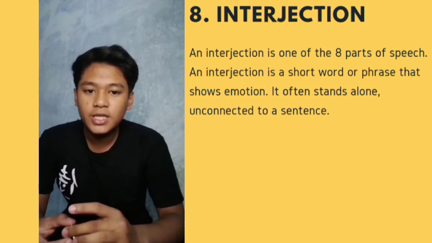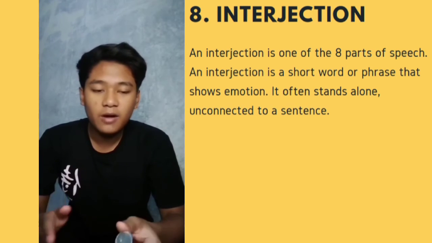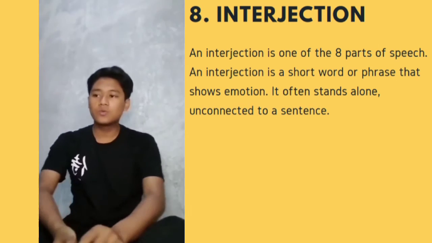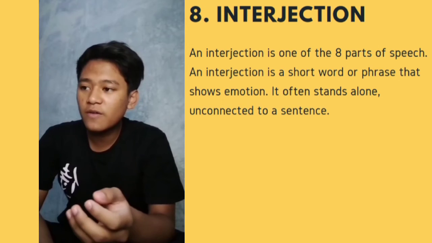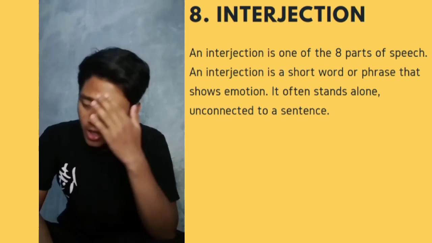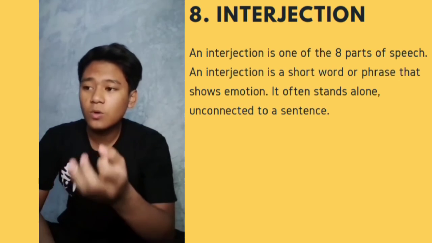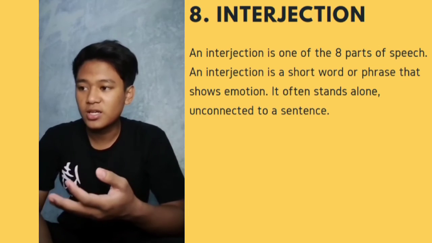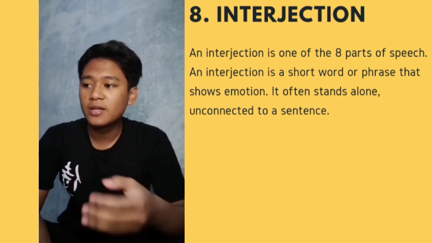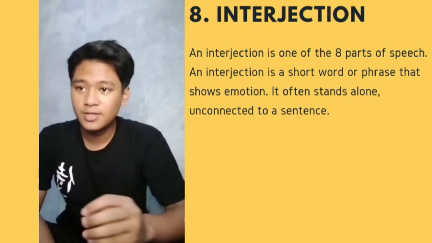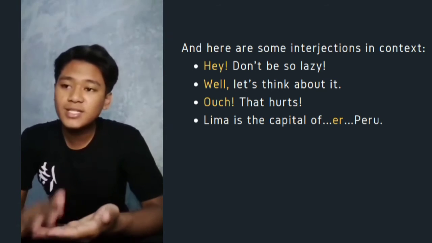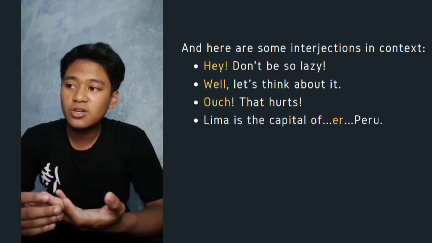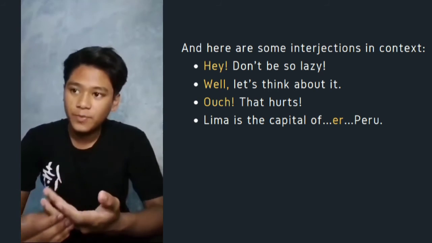So we come to the last part of the parts of speech, that is interjection. An interjection is one of the 8 parts of speech. An interjection is a short word or phrase that shows our emotion. It often stands alone, unconnected to a sentence. Let's see examples of the usage of interjections.